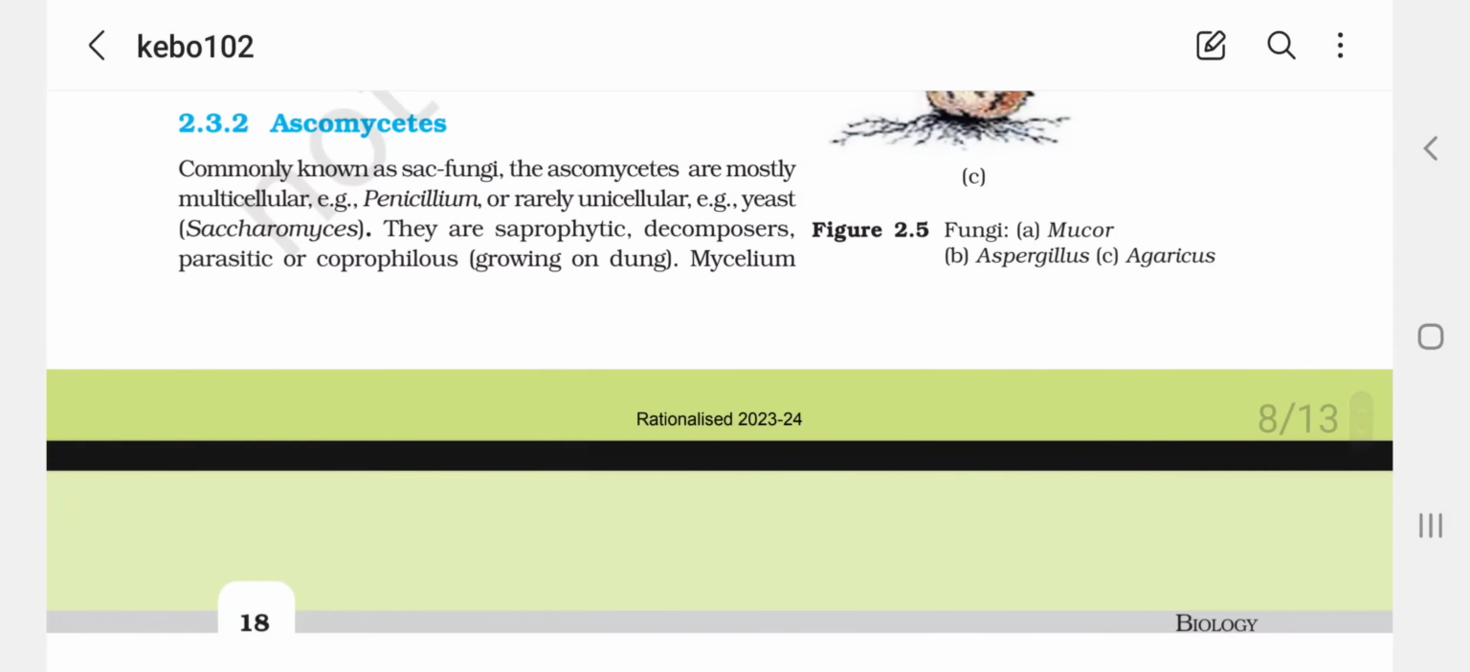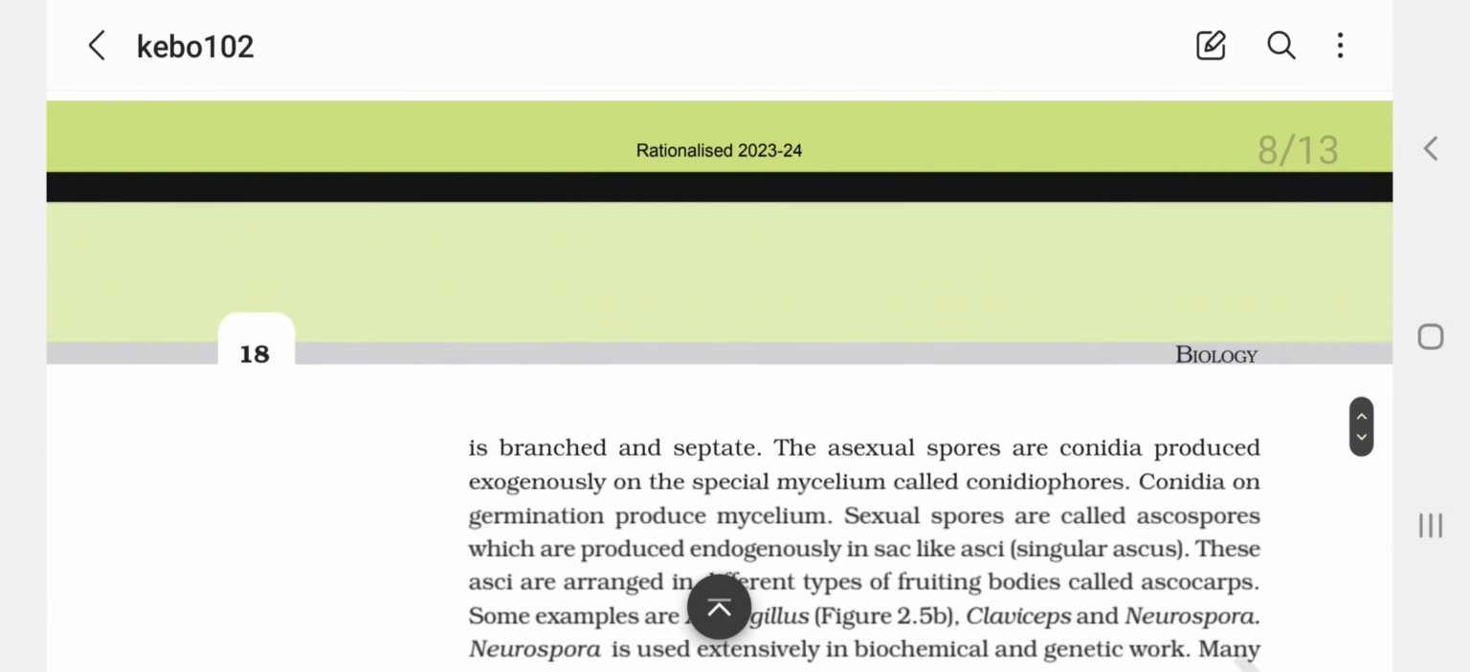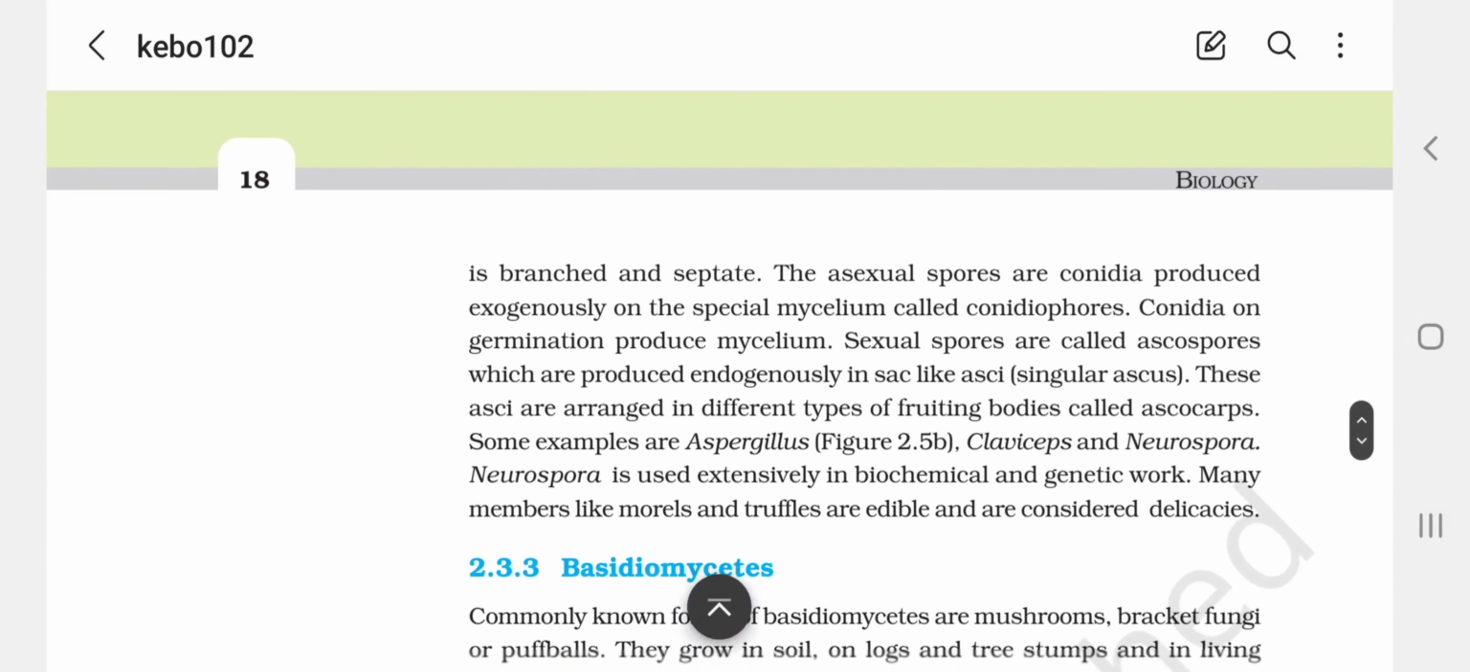2.3.2 Ascomycetes. Commonly known as sac fungi, the ascomycetes are mostly multicellular, example Penicillium, or rarely unicellular, example yeast, Saccharomyces. They are saprophytic, decomposers, parasitic, or coprophilous, growing on dung. Mycelium is branched and septate.